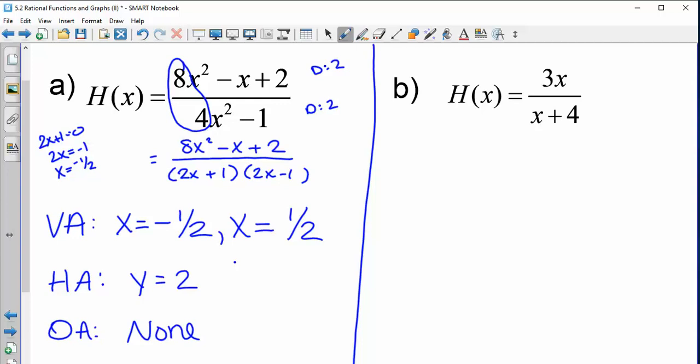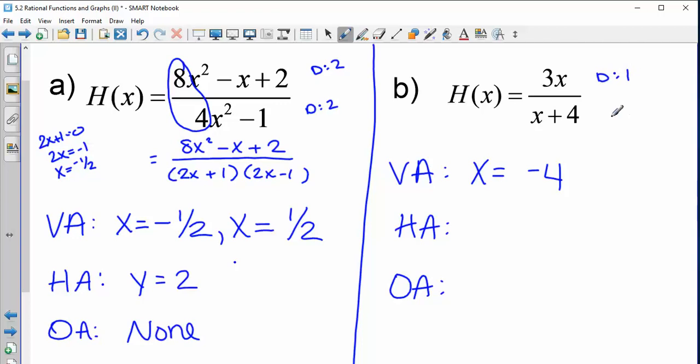Why don't you guys try B? So we can't factor the denominator this time. Vertical asymptote is x equals, what makes the denominator 0? Negative 4. Now we decide horizontal or oblique. We know it won't be both. What's the degree of the top? The bottom? So same degree means it's horizontal. You divide the leading coefficients. This is like a 1x. So 3 divided by 1 is 3. So y equals 3 is our horizontal. There is no oblique.